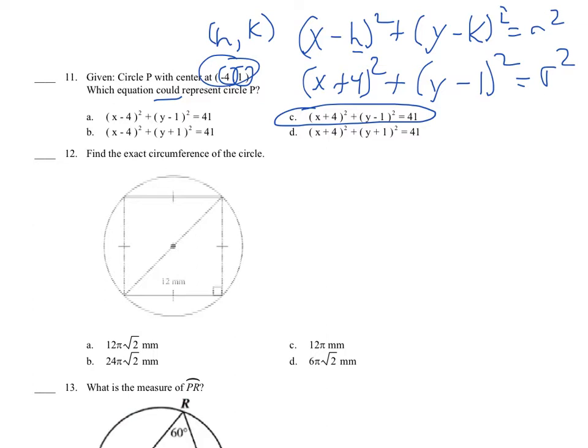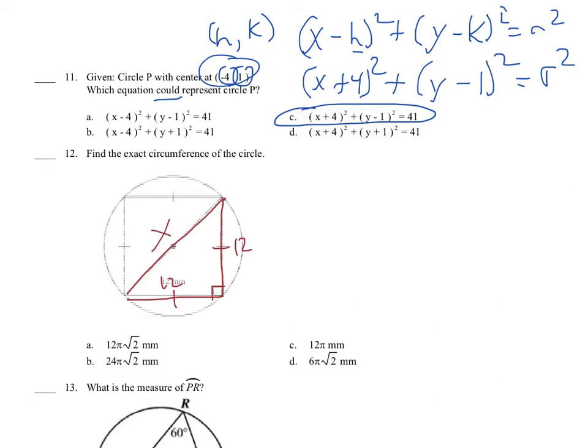Number 12, find the exact circumference. Well, to find the circumference, we need the radius. Notice this is the diameter. If we could find out what that is, it would be half of that. Now we end up with a right triangle. This is 12. They're congruent. That makes this 12. We could use the Pythagorean theorem and say 12 squared plus 12 squared equals, we'll call this x squared, the diameter.